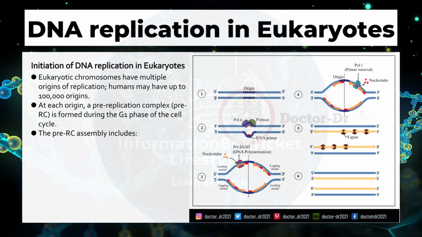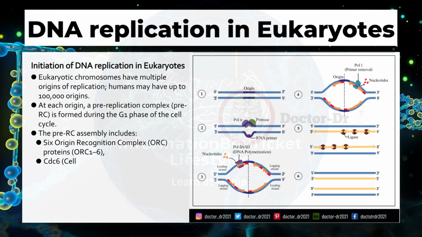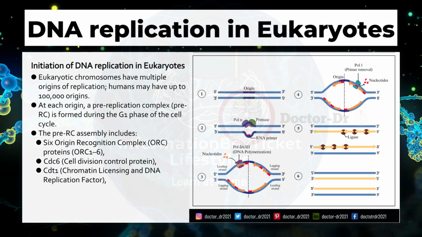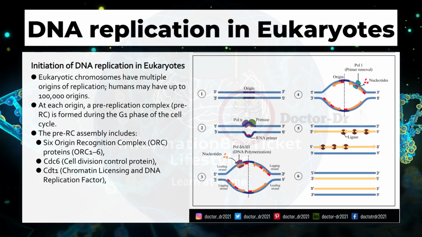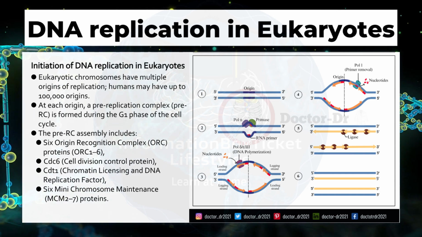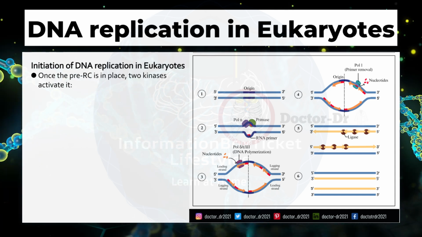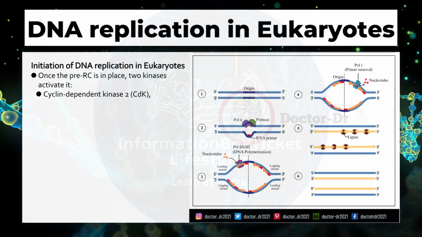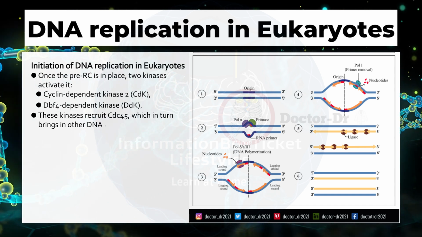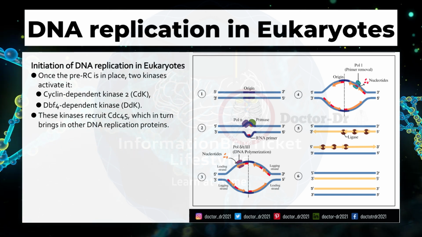The pre-replication complex assembly includes 6 origin recognition complex proteins, CDC6, cell division control protein 6, CDT1, chromatin licensing and DNA replication factor 1, and 6 minichromosome maintenance, MCM2 to 7, proteins. Once the pre-replication complex is in place, 2 kinases activate it: cyclin-dependent kinase 2 and DBF4-dependent kinase. These kinases recruit CDC45, which in turn brings in other DNA replication proteins.